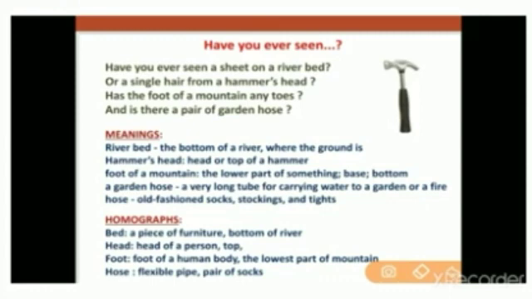the word bed, river bed. River bed means the bottom of a river where the ground is, and another bed is the bed on which humans sleep, a furniture in our bedroom. The next word, hammer's head. Now here also this is used as a homograph. The top of the hammer is called the head of the hammer, and another head is the human head. So see the meanings and the homographs both used in the same lines.